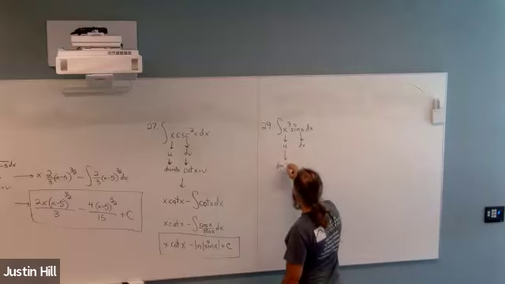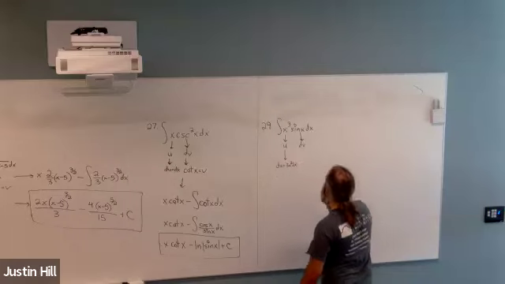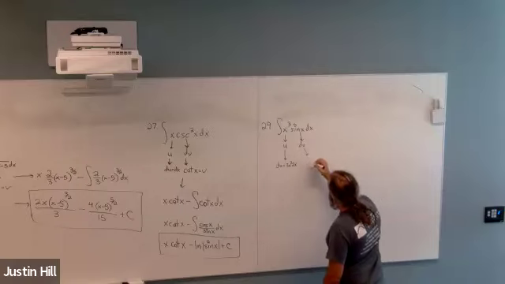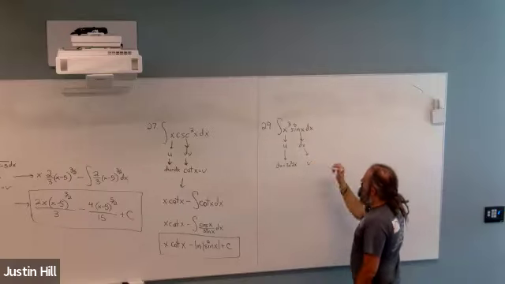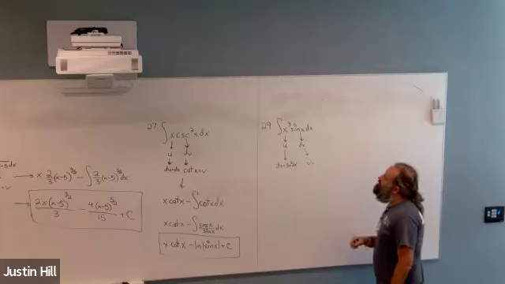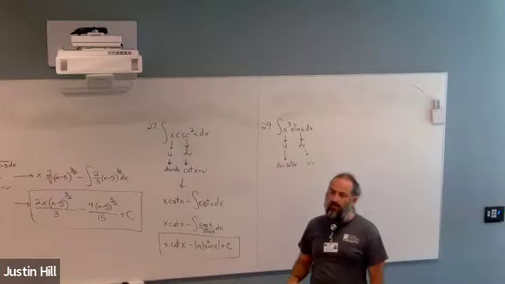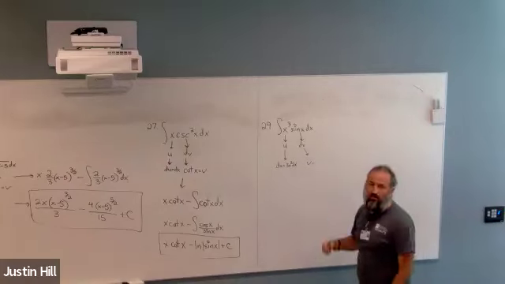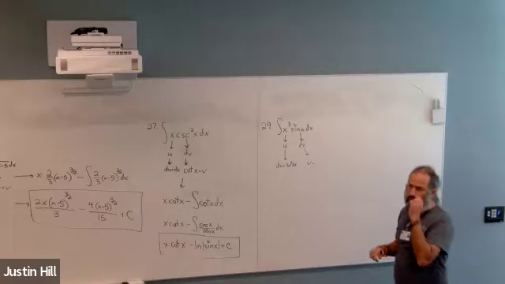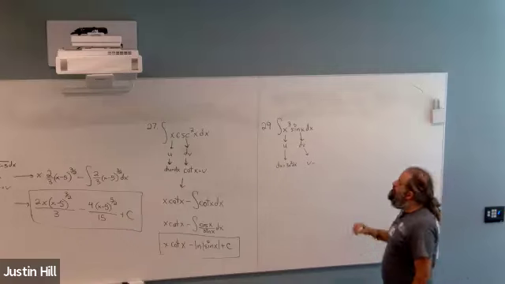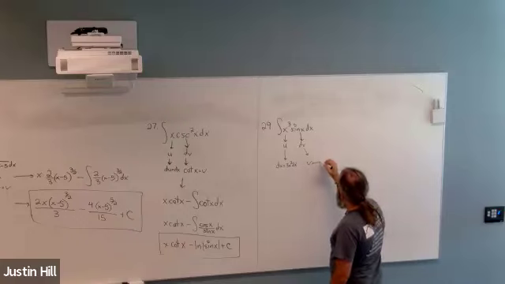So du is going to be 3x squared dx. Then what is my v? So if sine x is my dv, when I integrate that, what do I get for my v? And that is negative cosine x.